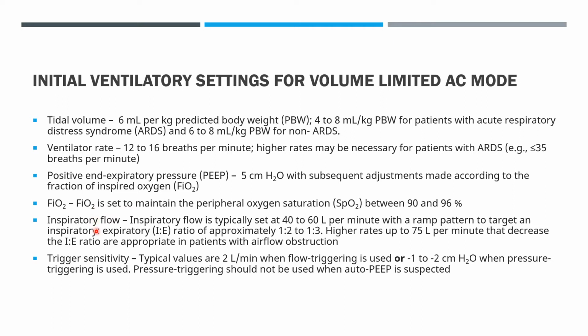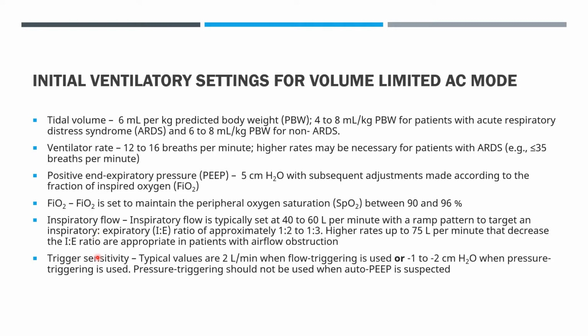Inspiratory flow is typically set between 40 to 60 liters per minute, and the flow pattern is usually kept as ramp. The aim is to target an I:E ratio between 1:2 to 1:3. Remember, in a volume limited breath, we set flow rate and flow pattern to get the value of the inspiratory-expiratory ratio. Patients who present with airflow obstruction may require a higher flow rate, up to 75 liters per minute. Higher flow rate increases expiratory time.